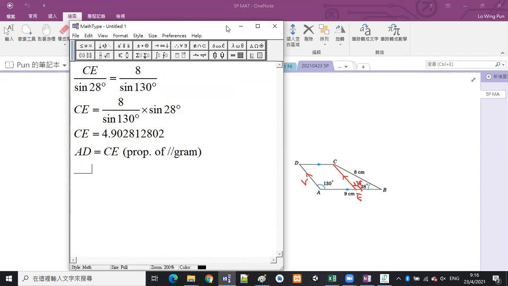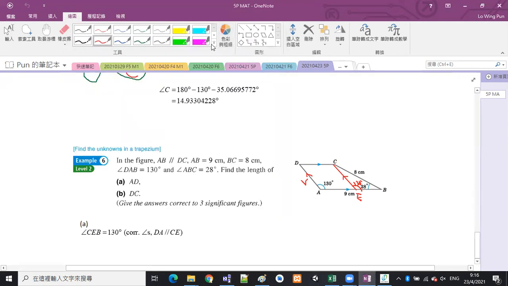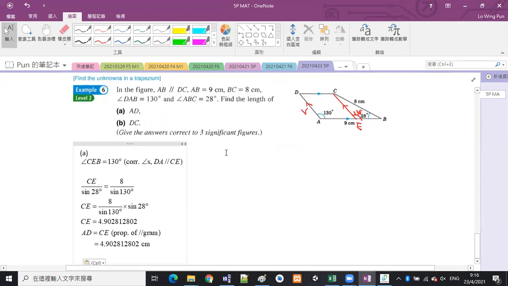But you can just omit the reason, which will be equal to 4.902812802, and the unit is cm. And that is the answer of part A. Am I correct? Yes.